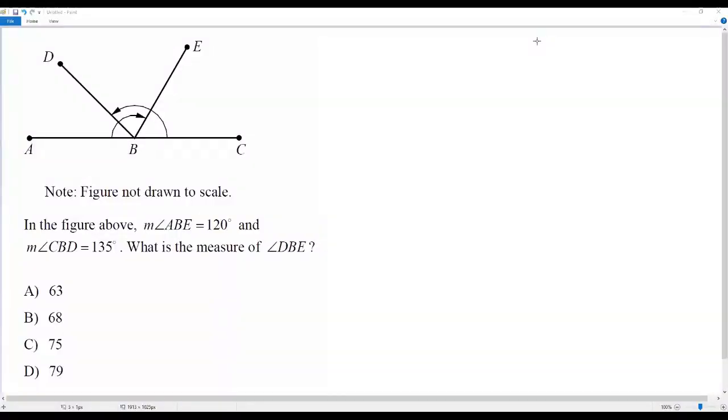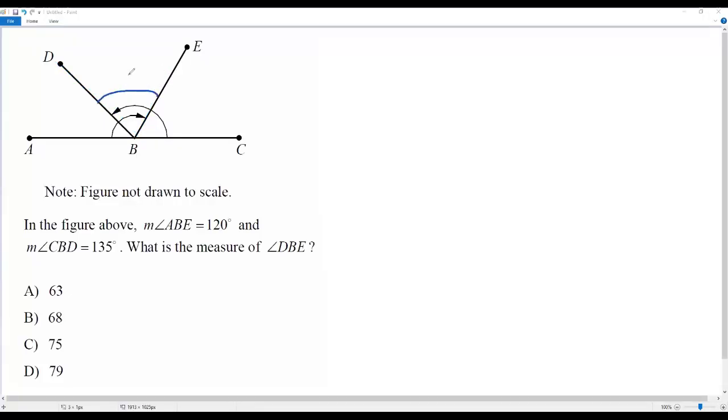We have a problem on angle measures. Okay, let's go to the question. There is a figure given over here. In the figure above, the measure of angle ABE is 120 degrees, and the measure of angle CBD is 135 degrees, and we have to find the measure of angle DBE. So we have to find the angle measure over here.